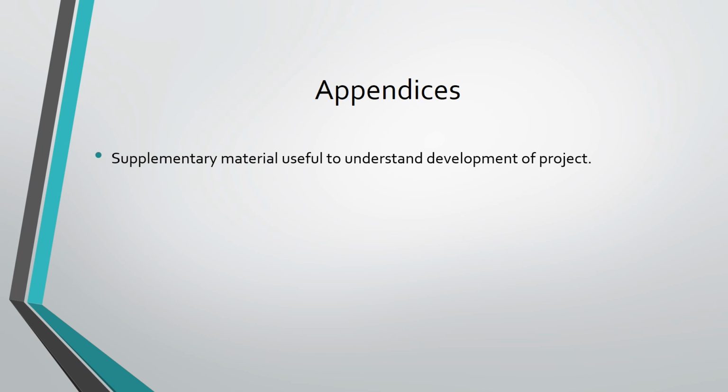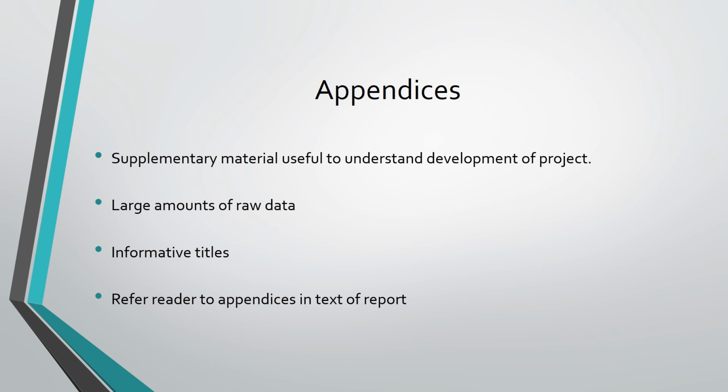If you have large amounts of raw data, put them in the appendices. Give the appendices informative titles so that it is clear what is in them. You should refer the reader to the relevant appendices in the text of your report. This completes the video on the sections of your final year project report.